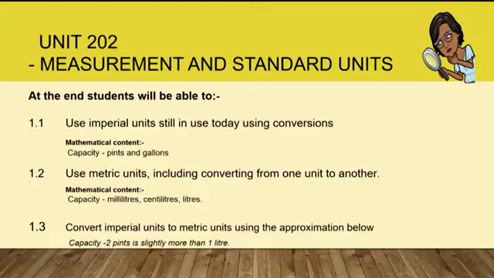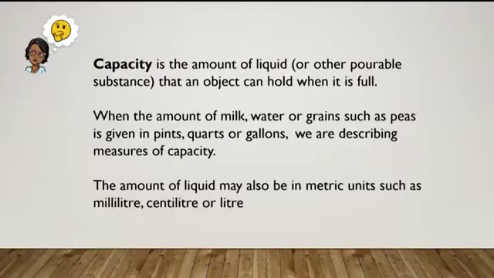By the end of the lesson, the students will be able to use imperial units. The content here is the pint and the gallon, the quart to a lesser extent. And the metric ones for capacity, which we are doing today, are milliliters, centiliters, which is not so popular, and the liter. You should be able to convert from one metric unit to another. You should also be able to convert from imperial units to metric units using the approximation that 2 pints is slightly more than 1 liter.